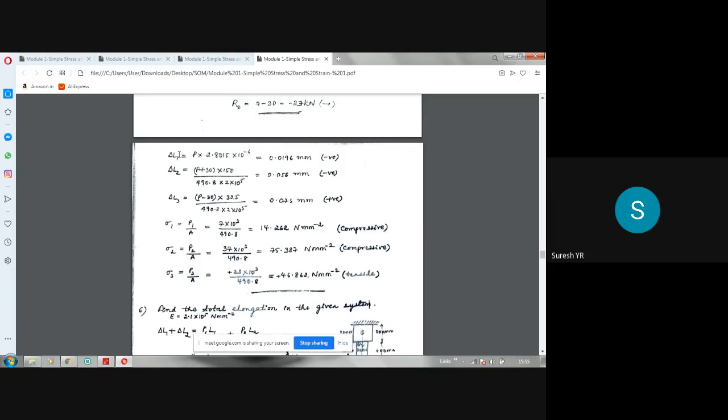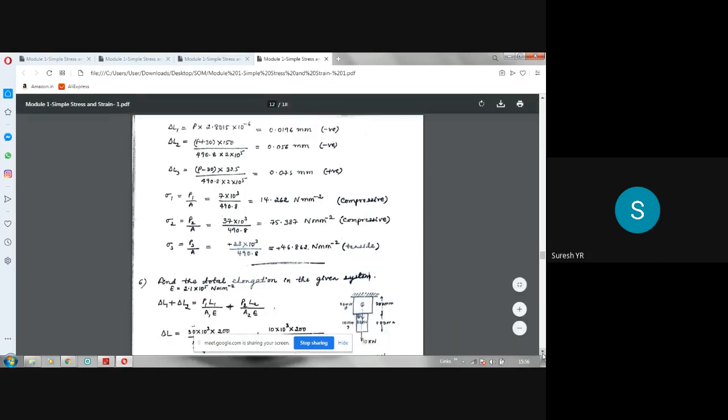Okay. Otherwise, you can find out epsilon 1 is equal to sigma 1 by E. Epsilon 2 is equal to sigma 2 by E. Epsilon 3 is equal to sigma 3 by E. Like that also you can find. So that is another way. Now, next problem.